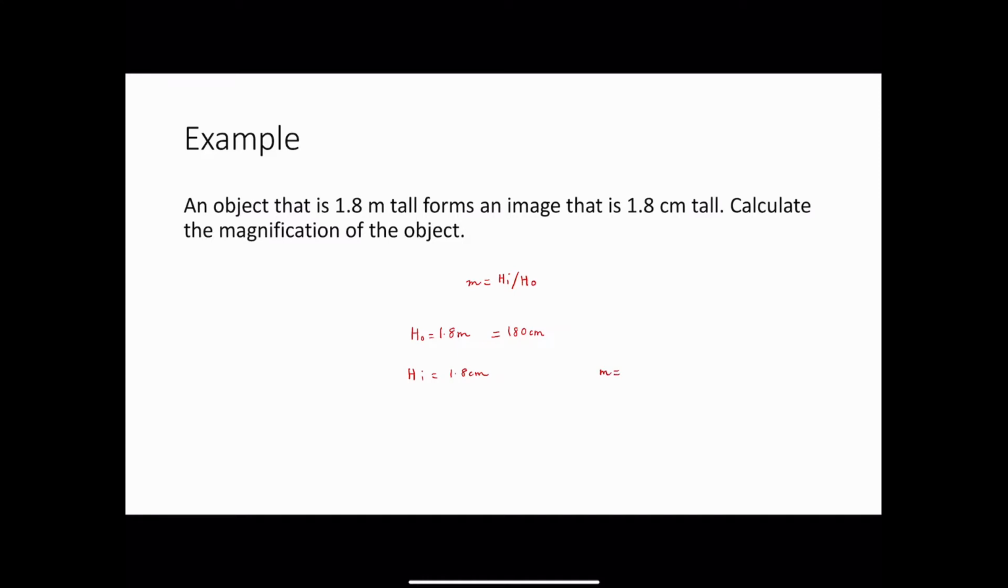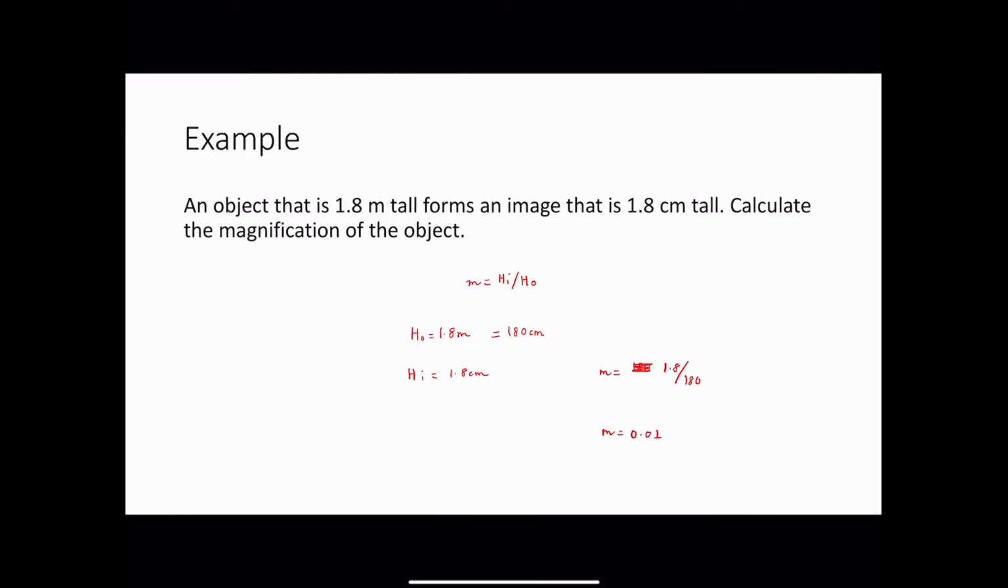So M is equal to 180. No, it's not. It's 1.8 divided by 180. Plugging that into my calculator, I get that M is equal to 0.01.